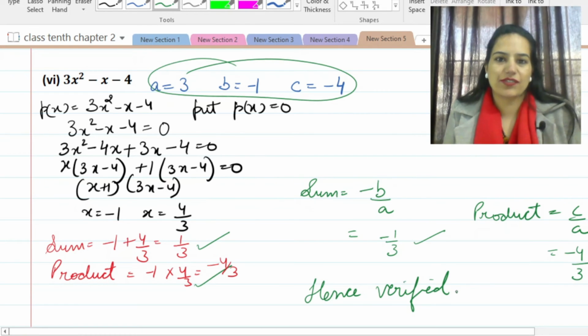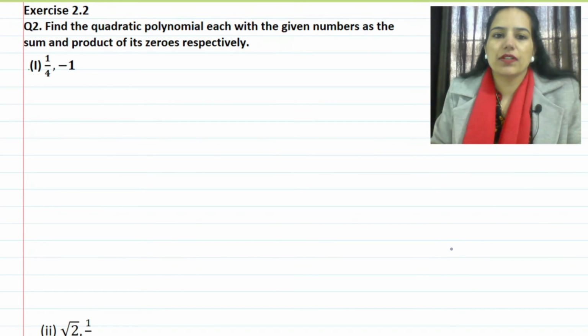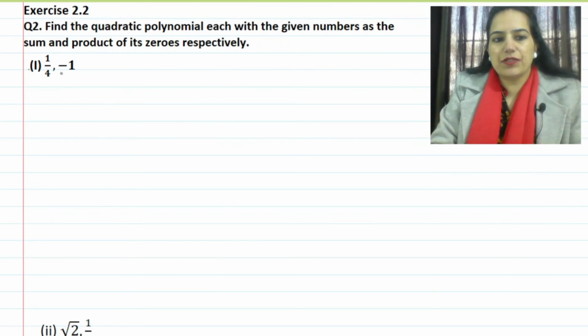Let's move on to the next question now. Let's continue to question number 2. Find the quadratic polynomial, each with the given numbers as the sum and the product of its zeros respectively. Now the sum is given to you. That means the sum here is 1 by 4 and the product of the two zeros is equal to minus 1.